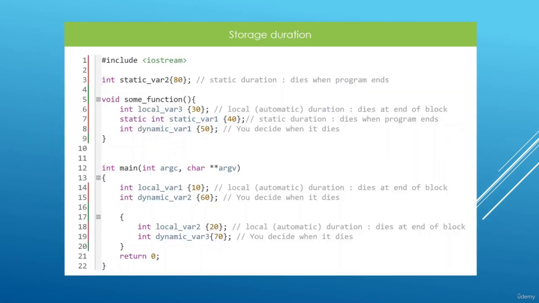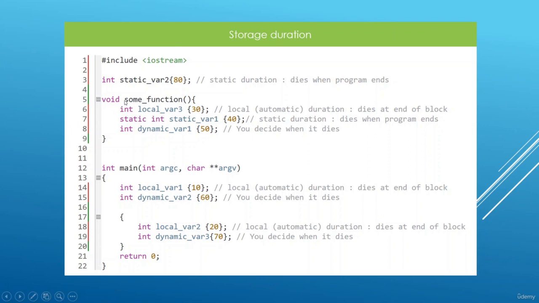Here is a simple example that is going to try and explain these things. We have a first variable which is called static var2, and this variable has static duration. It is going to start living in memory when it is declared, and it is going to die when this program dies. Throughout the life of this program, we can use it if we want, and it is going to die when the program finishes execution.